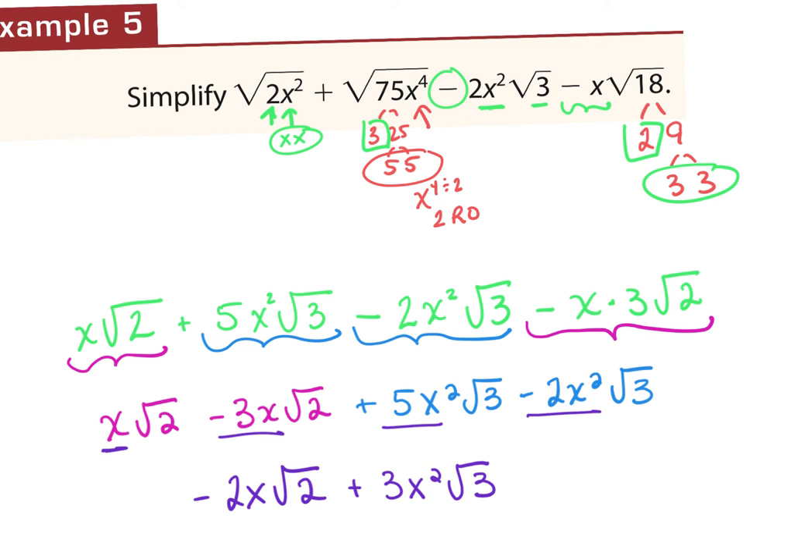These cannot be combined for 2 reasons. First of all, my coefficients are not like terms, even if my radicals were. My radicals are not alike. So even if the radicals had been alike, this is as small as I can get this, really. I could potentially factor out the radical and show it on the inside, but that doesn't make it any more simple. So this is my answer. Negative 2x square root of 2 plus 3x squared square root of 3.